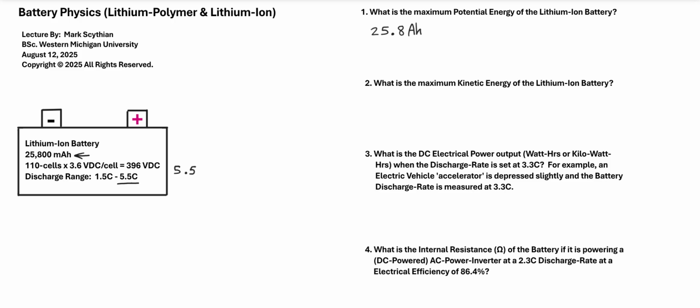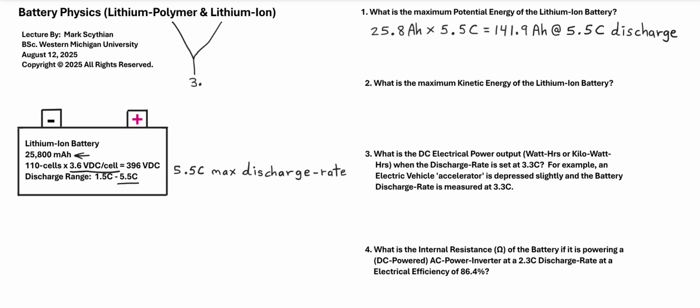So we have to apply the maximum discharge rate of 5.5 C. If this was a lithium-ion battery for, let's say, an electric vehicle, the 5.5 C would be the maximum throttle on the accelerator. So we'll apply 5.5 C times the 25.8 amp hour current capacity, and so we get 141.9 amp hours at 5.5 C discharge.